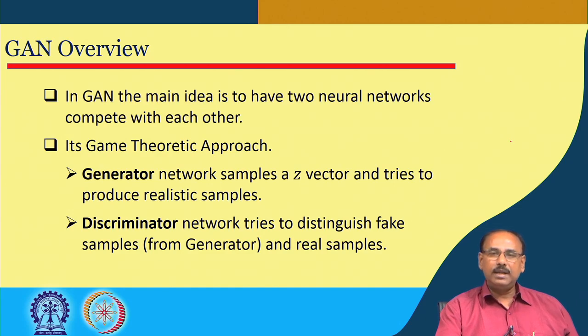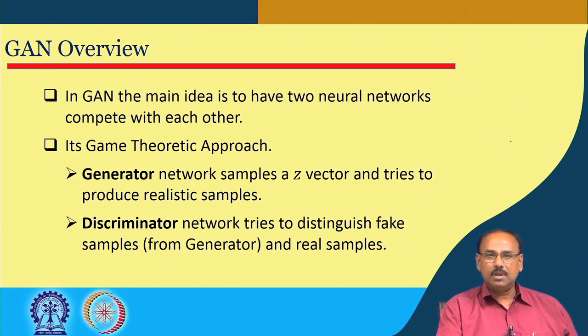In a generative adversarial network, which is popularly known as GAN, the main idea is to have two neural networks, and they will compete with each other. So, effectively it is a game theoretic approach. One of the neural networks is a generator that samples a Z vector from the latent space and tries to produce a realistic sample. The discriminator network is a competitor, an adversary to the generator network, and that is why it is an adversarial network.